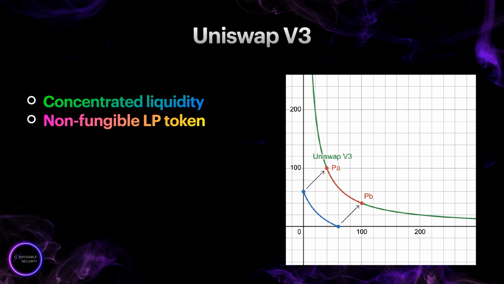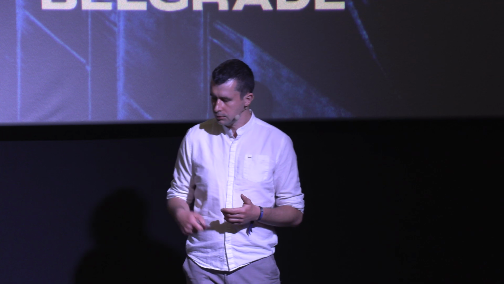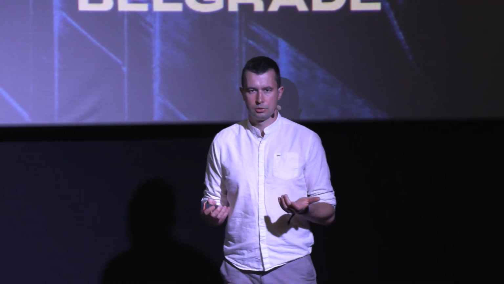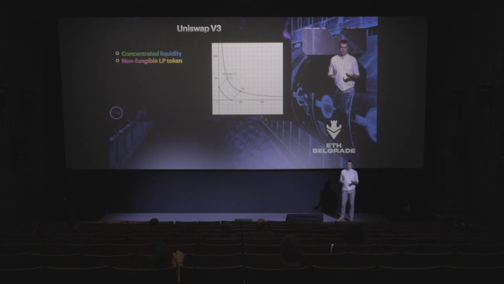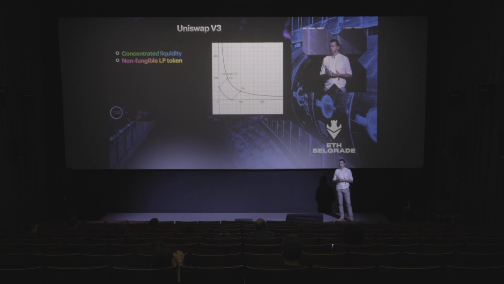When you add liquidity, you define what's the price range you want your liquidity to be used on. However, there was also a downside. Now you cannot easily represent the liquidity. So you cannot use ERC20 anymore to represent the LP token. And that's the change. Now the NFT was your liquidity position token.